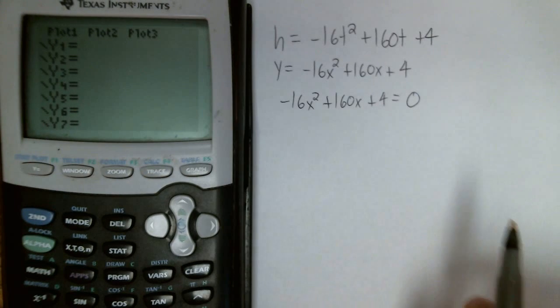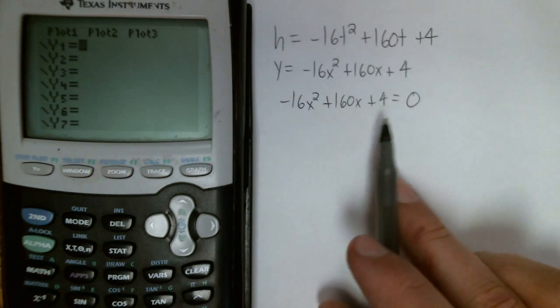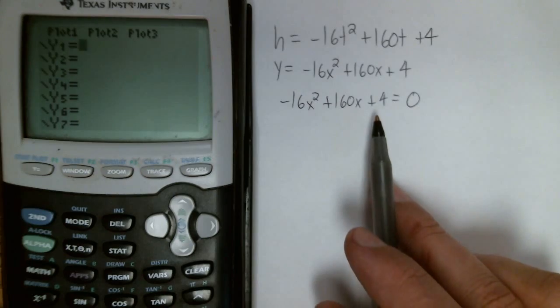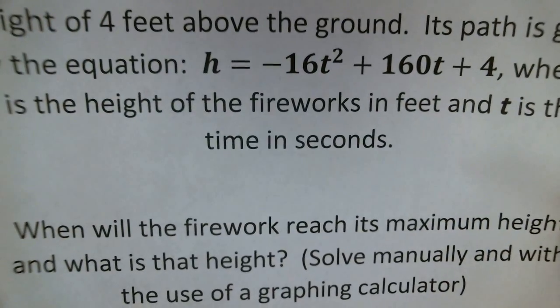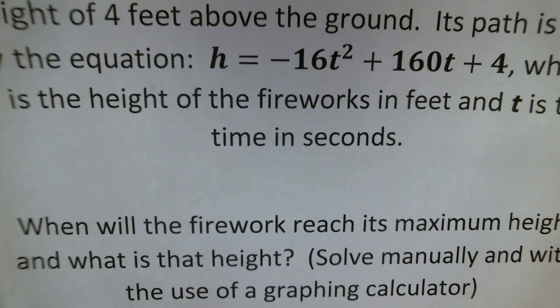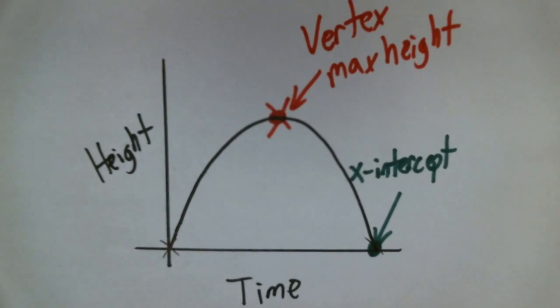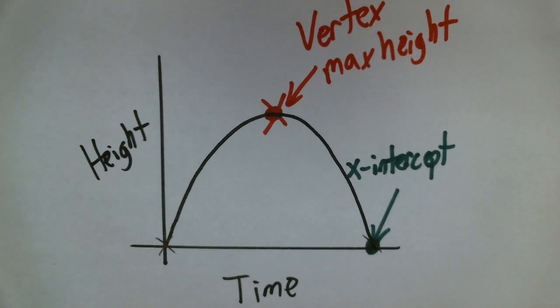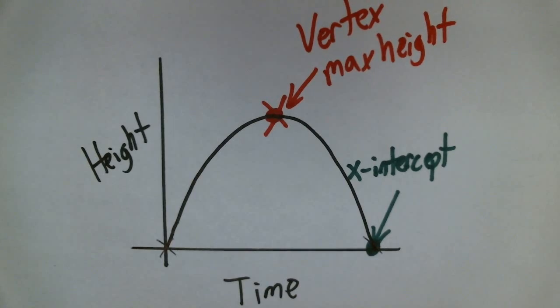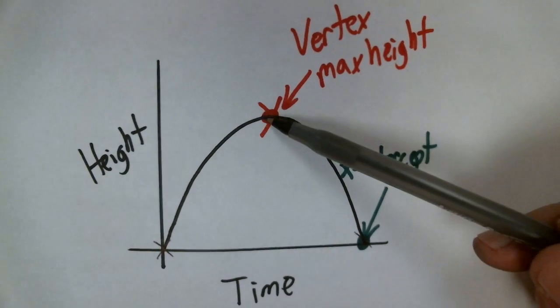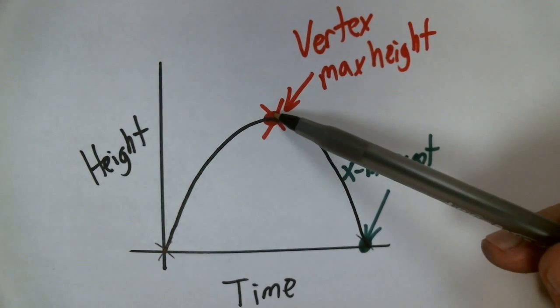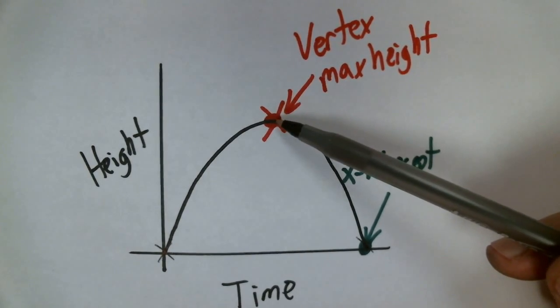I need to solve. So how do we want to solve it? Let's go back to our problem here. When will the firework reach its maximum height, and what is that actual height? Let's go back to the original sheet that I wrote down here. What are they asking us to find? Are they asking us to find the vertex, or the x-intercept? They want to know the maximum height. So in this case, they're actually asking us to find the red dot. They're asking us to find the vertex.